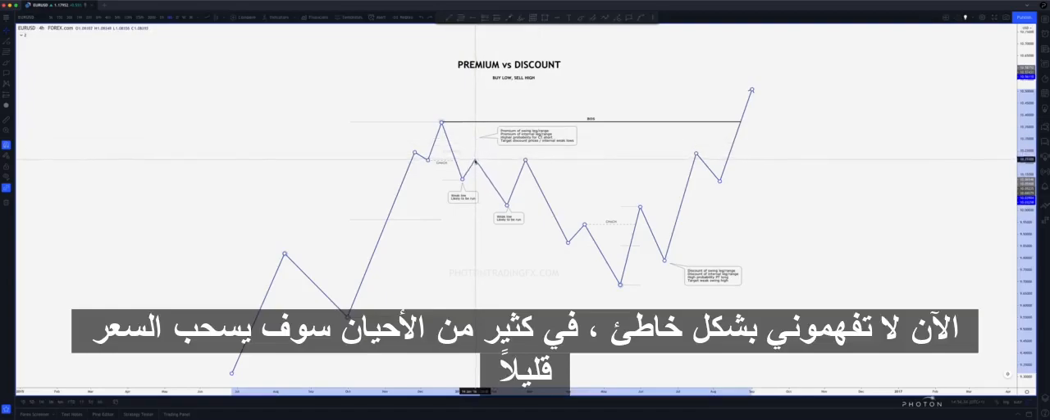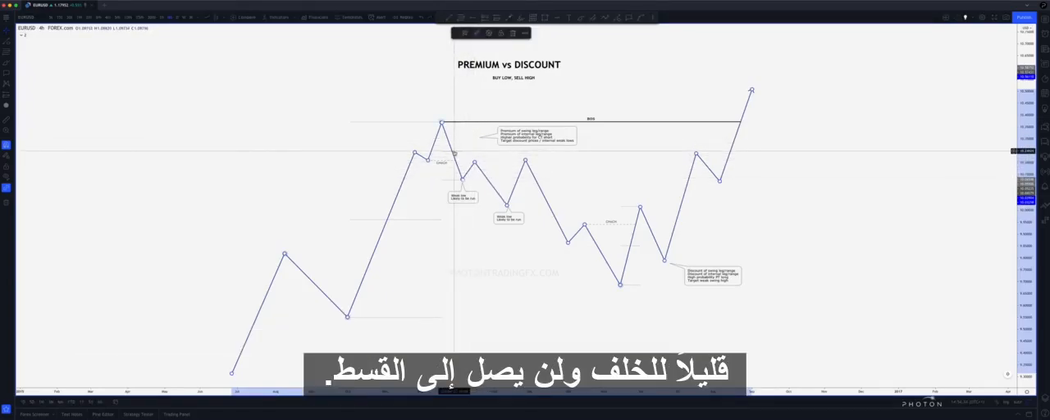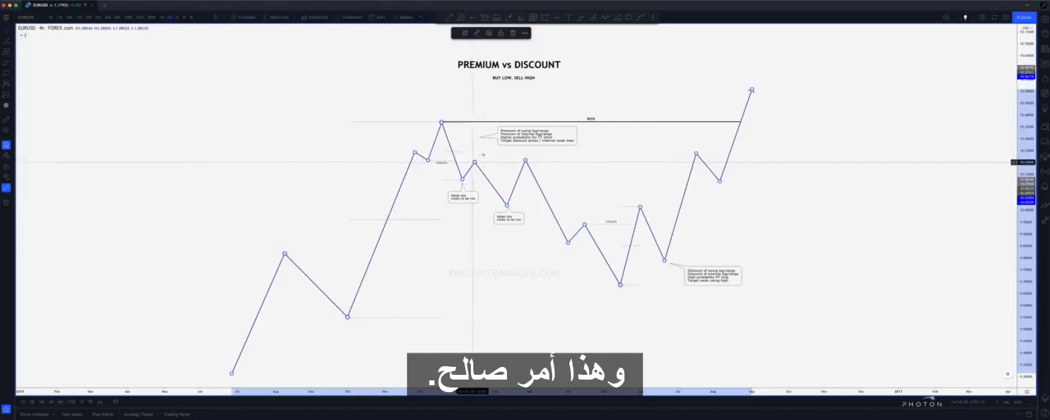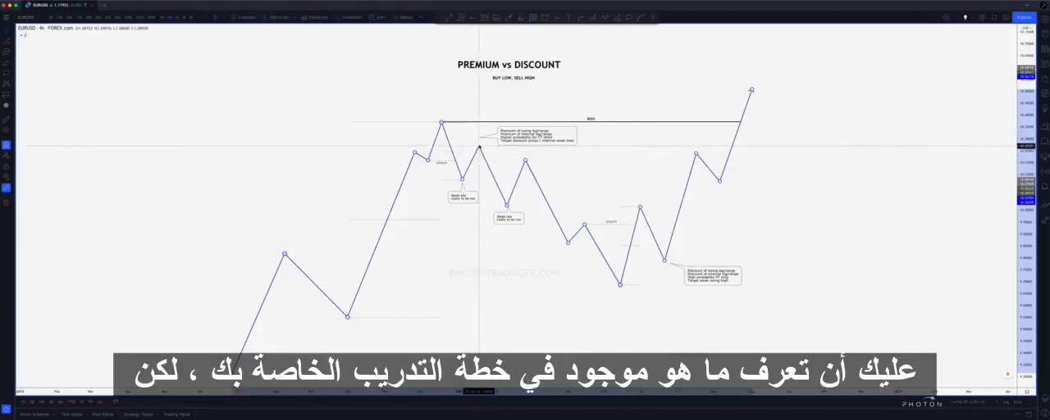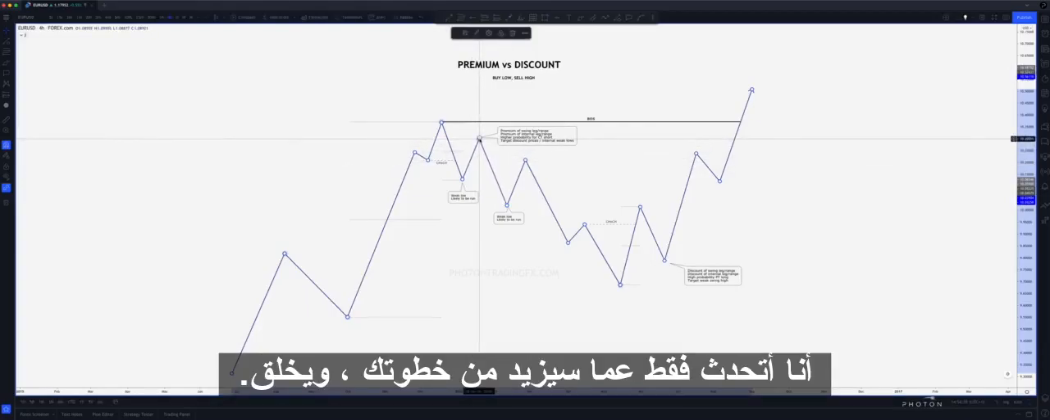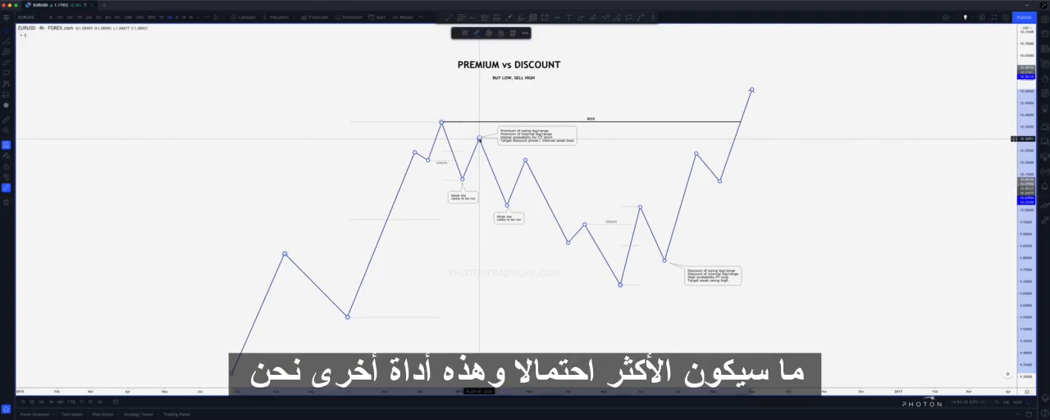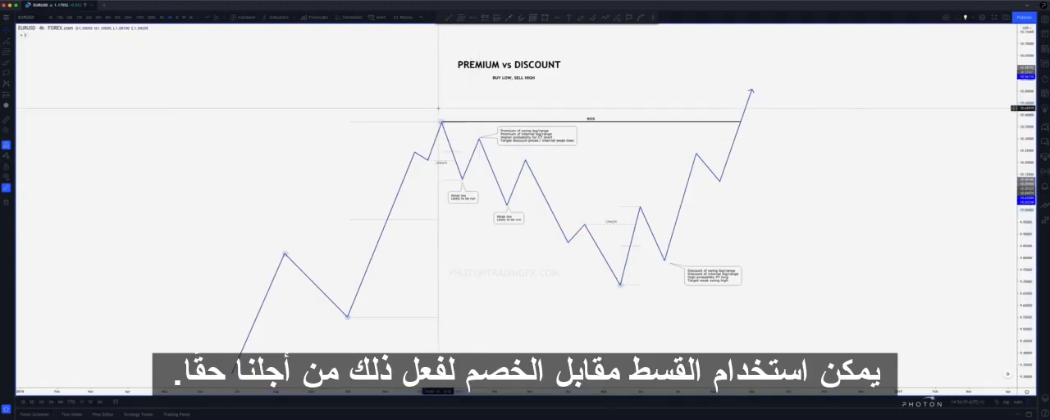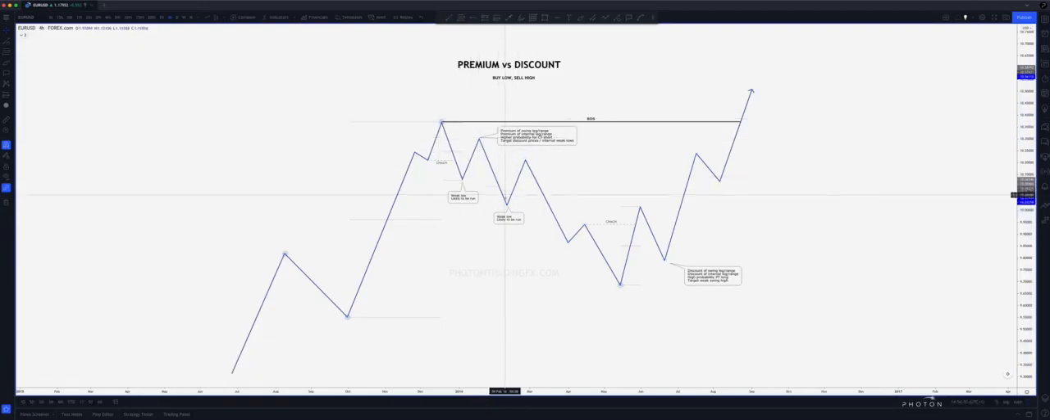Now, don't get me wrong, plenty of times price will just pull a little bit back and it won't go all the way up to the premium, right? And it's valid to do that. You have to work out what's in your trading plan. But at the moment, I'm just talking about what is going to increase your strike rate, what is going to be the most probable. And this is another tool that we can use, the premium versus discount, to really do that for us. Okay, so on and so forth.